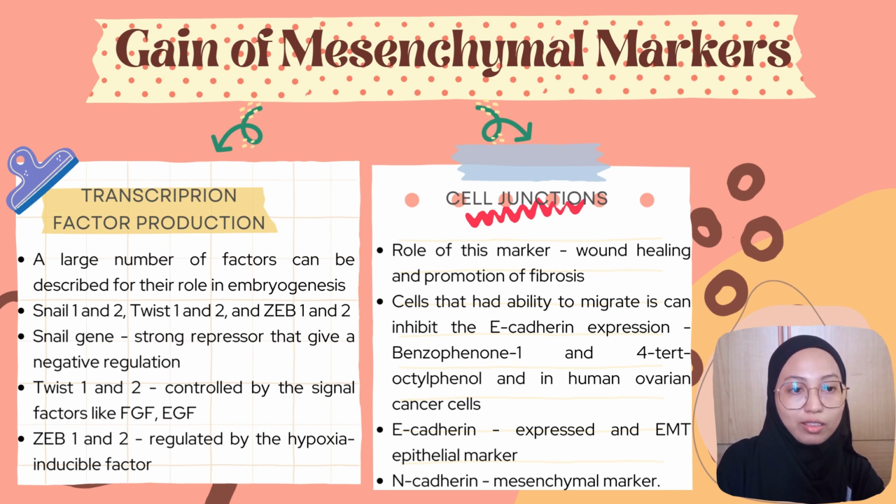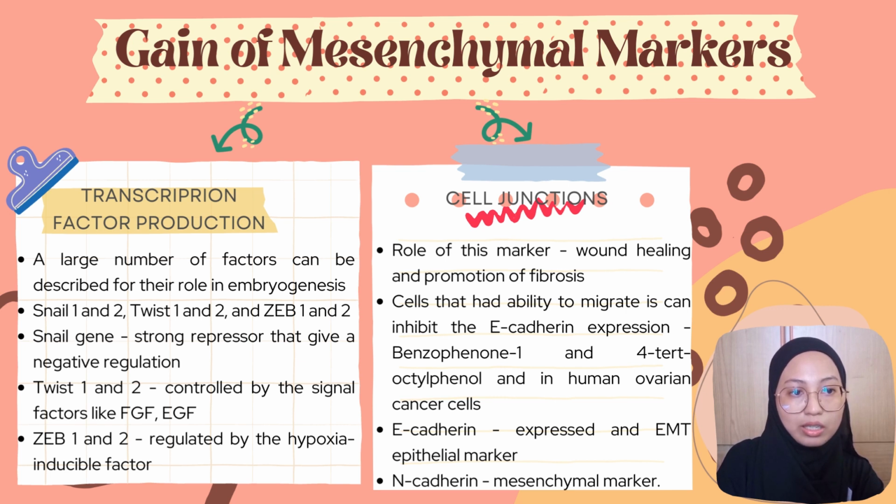For transcription factor production, a large number of factors can be described for their roles in embryogenesis and have been associated with EMT. SNAIL1 and 2, TWIST1 and 2, and ZEB1 and 2 will be deciding factors for the roles of the cell type. The SNAIL gene is usually a strong repressor that gives negative regulation of the EMT markers claudins, occludin, and E-cadherin.